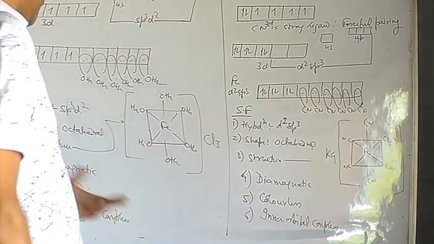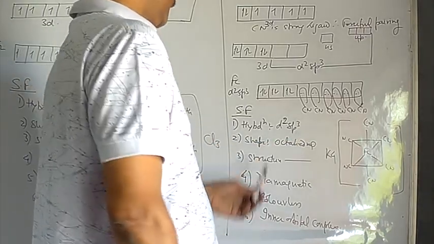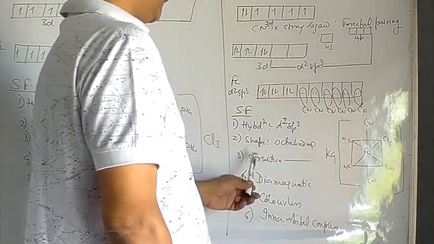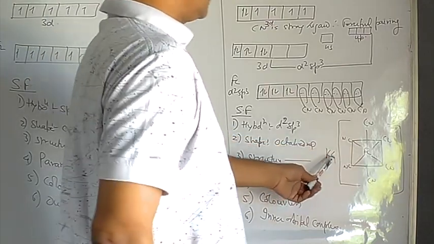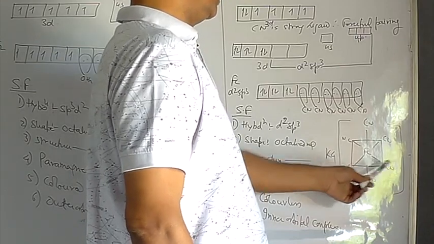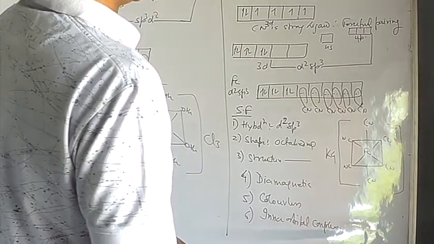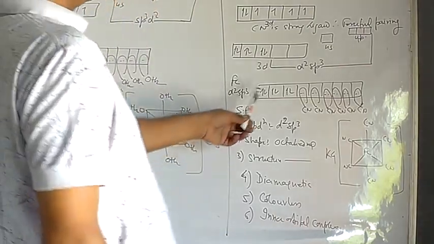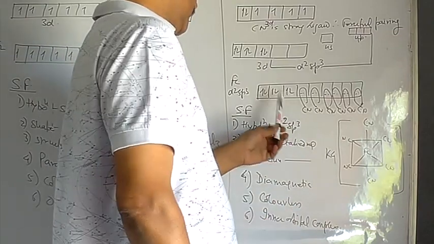Now let us write the salient features as we have written over here. Hybridization is d2sp3. Shape is octahedral. Structure I have drawn here: K4 I will put outside the square bracket, Fe in the middle of the octahedron, and 1, 2, 3, 4, 5, and 6 regions are there surrounding it. So the structure is octahedral. Class, all electrons are paired up, therefore diamagnetic.